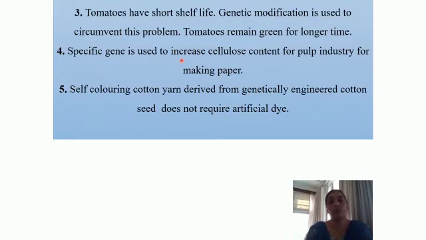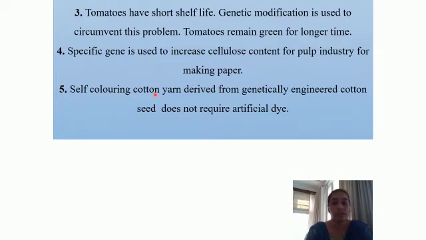The main use of cellulose is in the paper industry and even clothing. So in order to increase the cellulose content for making paper in the pulp industries, genetically modified plants are grown so that they secrete more cellulose, which will eventually benefit the paper industry.